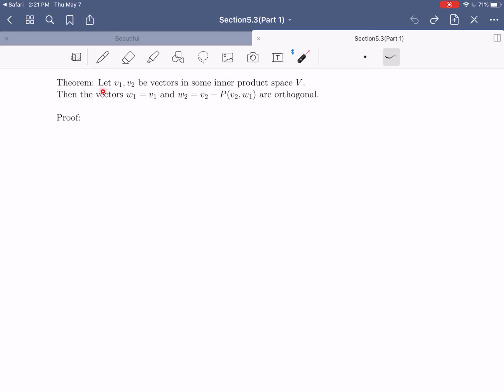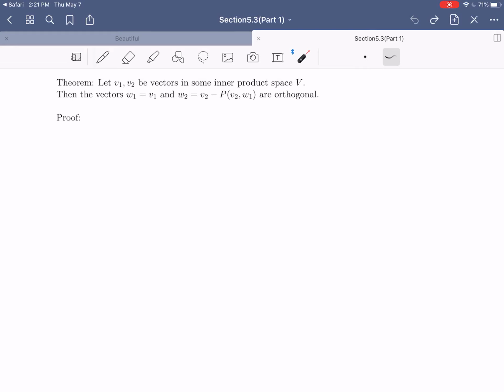So what this theorem says is, let V1 and V2 be vectors in some inner product space V. Then if you let W1 be equivalent to the first vector, and you let W2 be equivalent to the second vector minus the projection of the second vector onto the first, then these are guaranteed to be orthogonal. Now, we're going to prove this in just a moment. It turns out to have a very quick and easy proof.